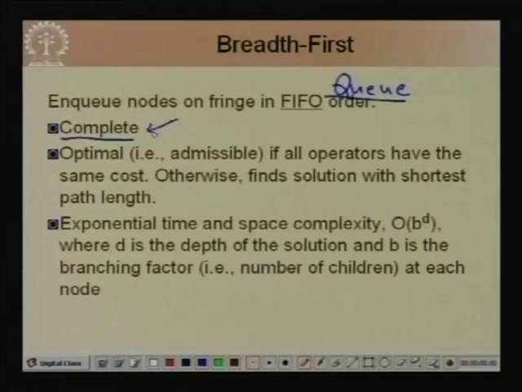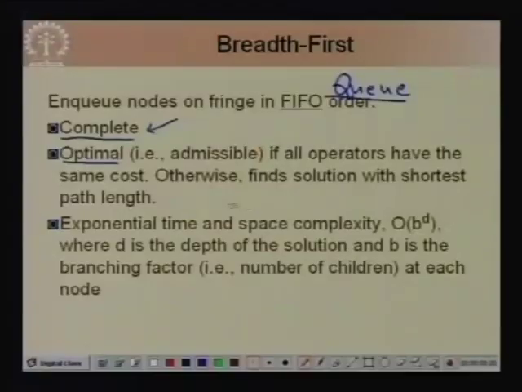Firstly, breadth first search is complete. That is, if a solution exists, breadth first search, which systematically expands level 0 nodes first, then all level 1 nodes, then all level 2 nodes, all level 3 nodes, will eventually expand all level D nodes and it will come to the goal node, which is at level D. So breadth first search is a complete search algorithm. Secondly, breadth first search is optimal if all operators have the same cost. You notice that breadth first search expands nodes according to their level. So a node at level D will be expanded before any node at a larger level is expanded.